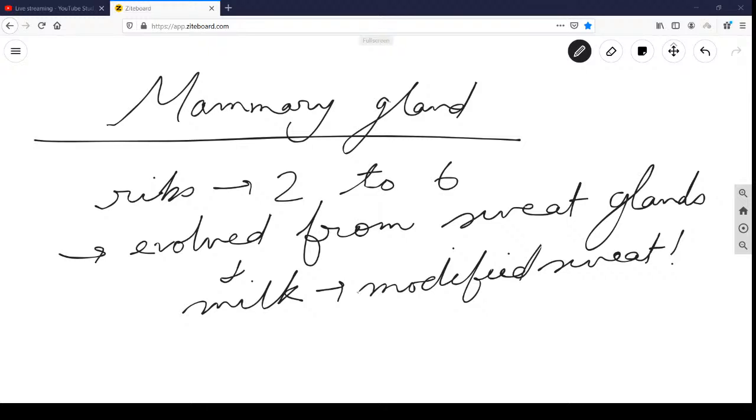But in some individuals, more than one pair are present. That is a condition known as polythelia. More than one pair of mammary glands are present there.